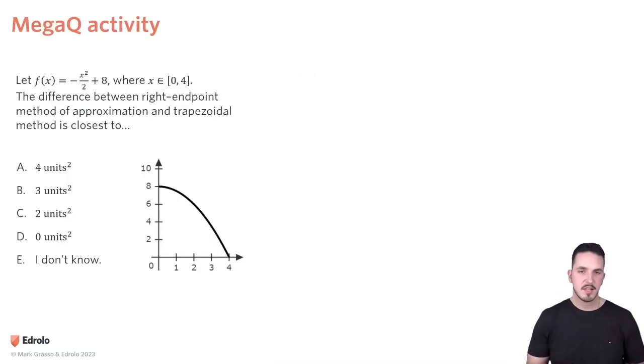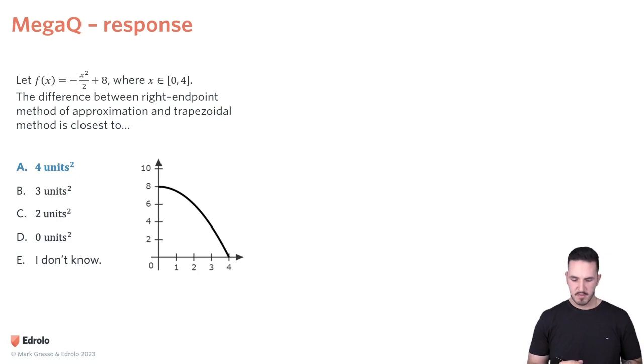Let f of x equal negative x squared on 2 plus 8, where x is an element of 0 to 4. The difference between the right endpoint method of approximation and trapezoidal method is closest to. I hope that you got the solution A, 4 units squared. Now we'll take a closer look at how we arrive at this solution. Let's first look at the right endpoint method of approximation.